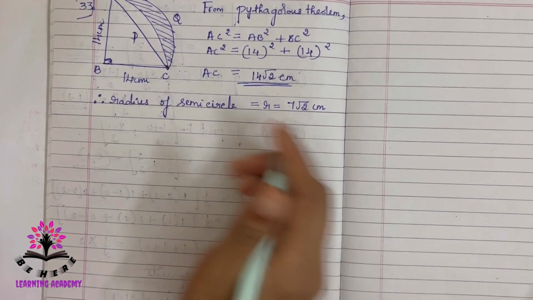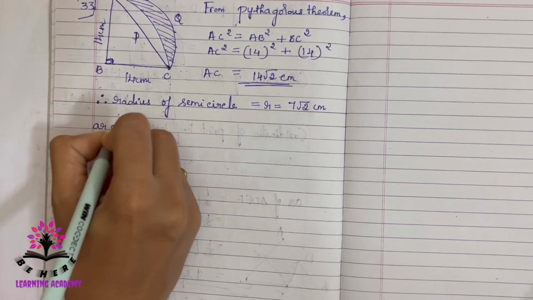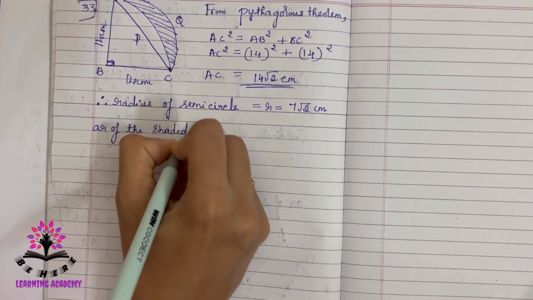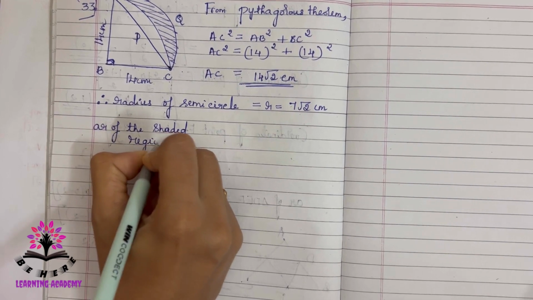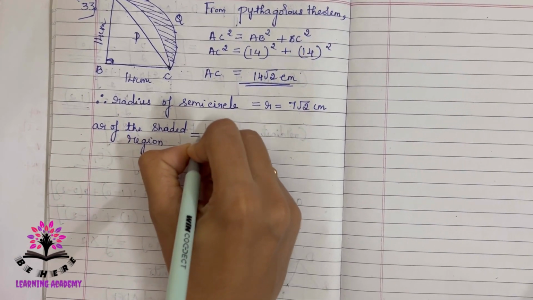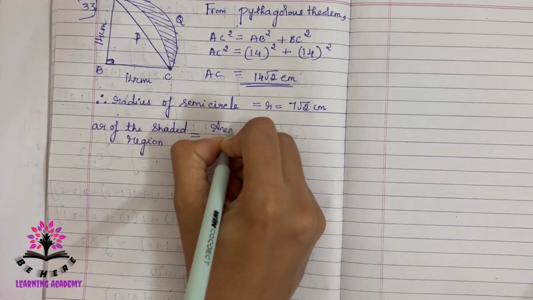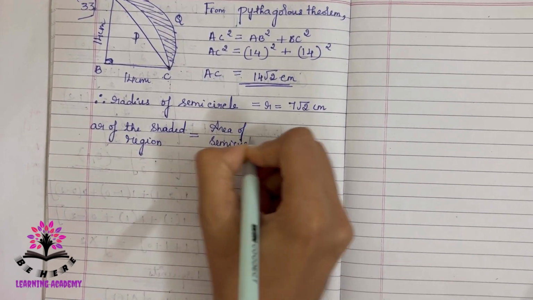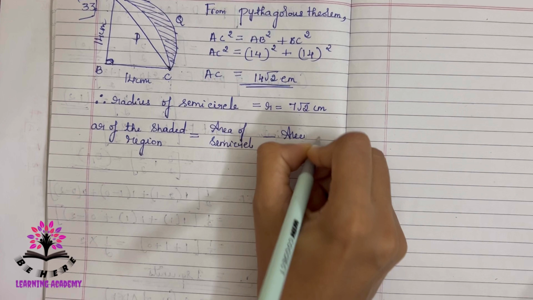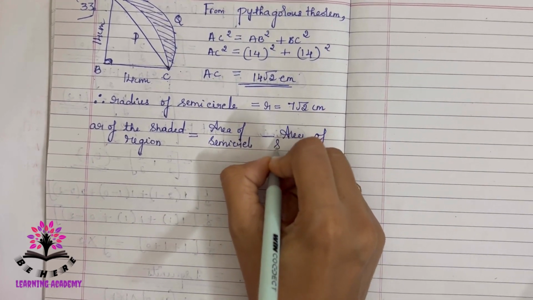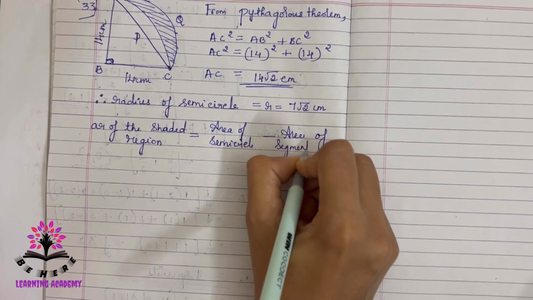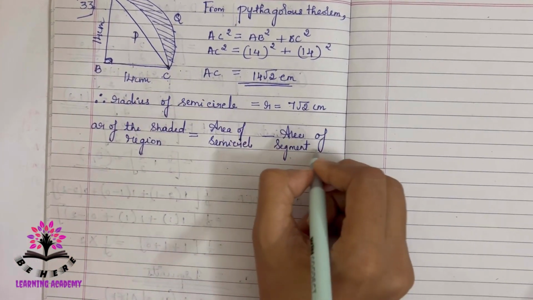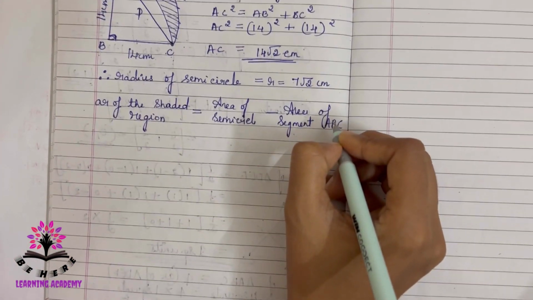Now let us find the area of the shaded region. Area of the shaded region will be equal to area of semicircle minus area of segment. What is the segment here? APC is the segment. APC.